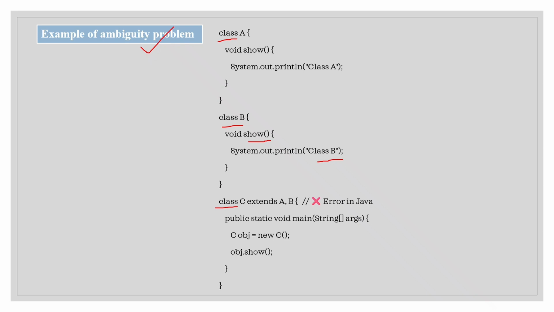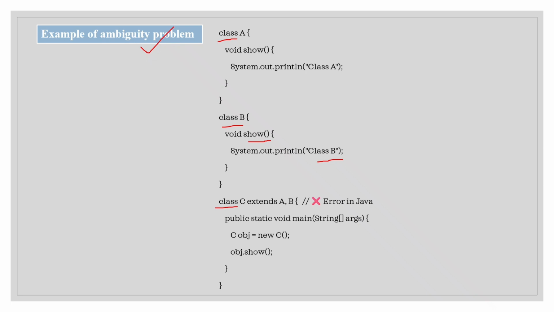At this point, Java gets confused. Why? Because when we call the show method using class C, Java does not know which method should be executed. Should it execute the show method from class A, or the show method from class B? Since both parent classes contain the same method, Java cannot decide which one to choose, and this confusion we call the ambiguity problem in multiple inheritance. Because of this problem, Java is not going to support multiple inheritance using classes.